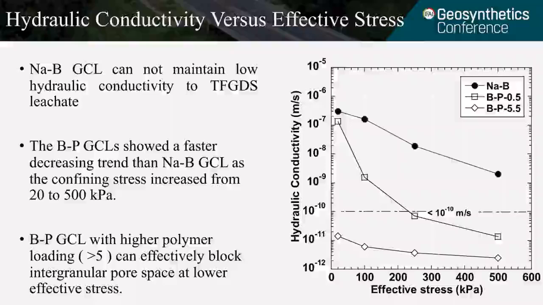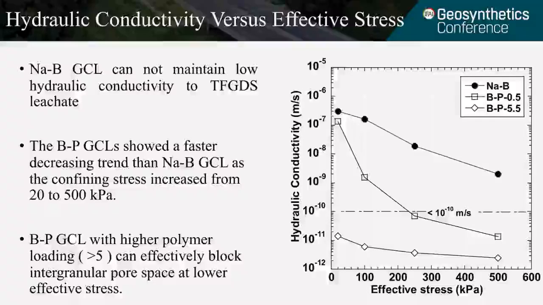This slide shows the hydraulic conductivity of GCL to TFGD leachate as a function of effective confining stress. As you can see, we have all three GCL data here. First of all, let's look at the sodium bentonite GCL. At 20 kPa, it had a hydraulic conductivity of about 3 times 10 to the negative 7 meters per second. As the confining stress increased, the GCL had roughly a 2 order of magnitude decrease in hydraulic conductivity, ending up around 5 times 10 to the negative 9 meters per second, but still higher than the threshold value, which is 10 to the negative 10 meters per second.